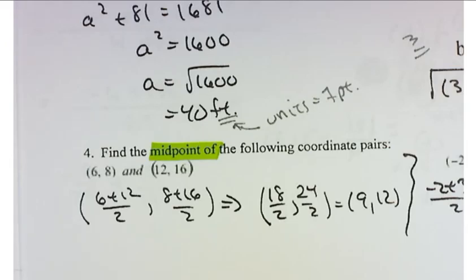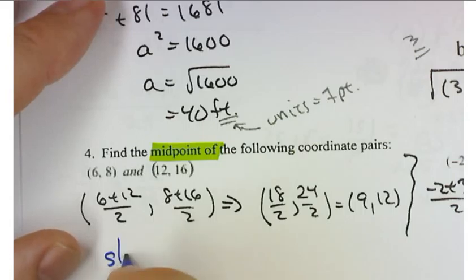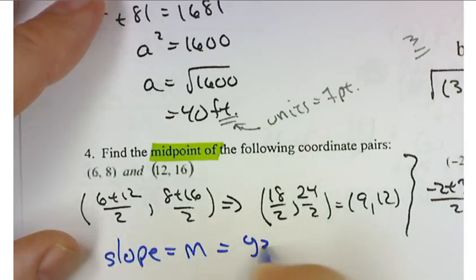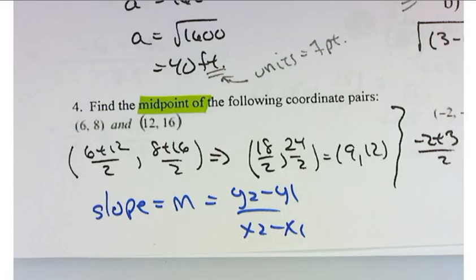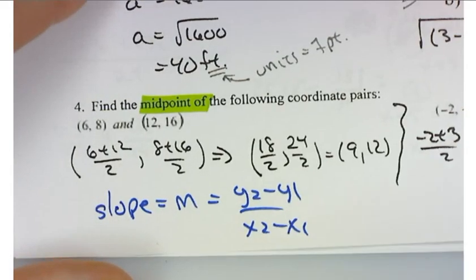They all involve x1, y1, x2, y2, and that's the slope of a line. So that's m equals y2 minus y1 over x2 minus x1. So make sure you have all those memorized and you can keep them straight. Don't mix them up.